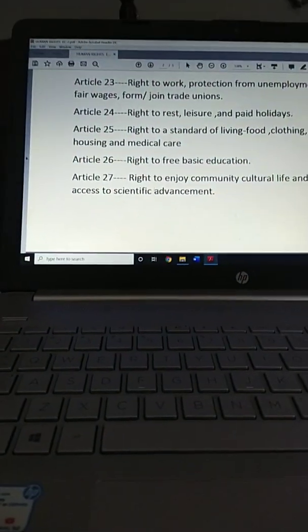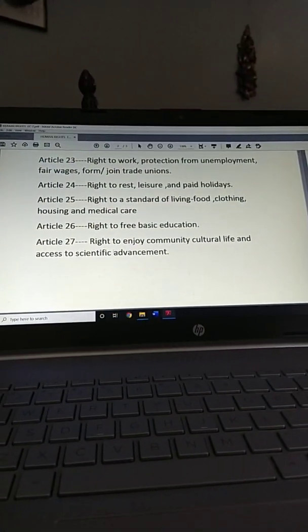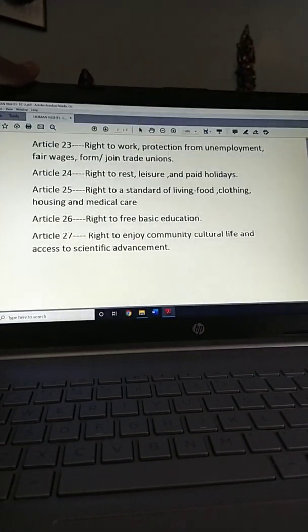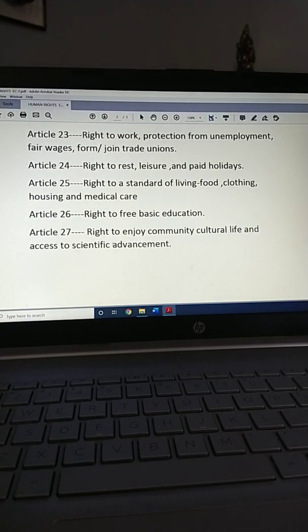Article 23 is right to work and protection from unemployment. If a person has the ability and willingness to work, it is the responsibility of the state, of the government, to provide him opportunity to work. Nobody should remain unemployed due to lack of opportunity of working.